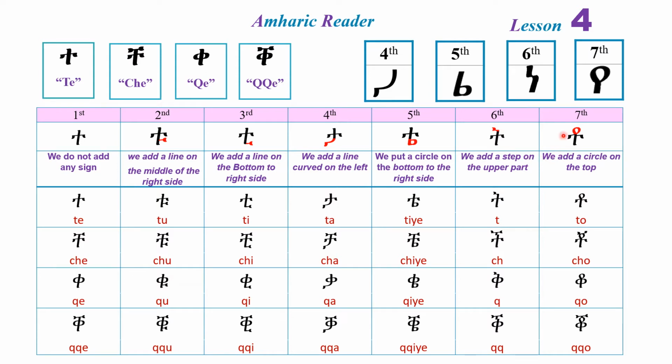To, we add a circle on the top of the letter. Te, Tu, Ti, Ta, Te, T, To.